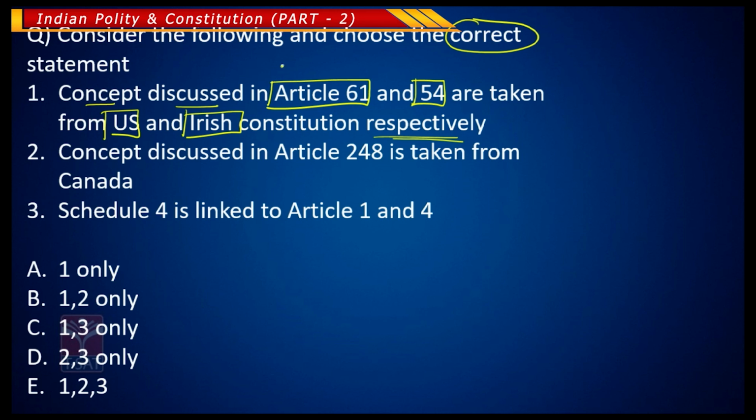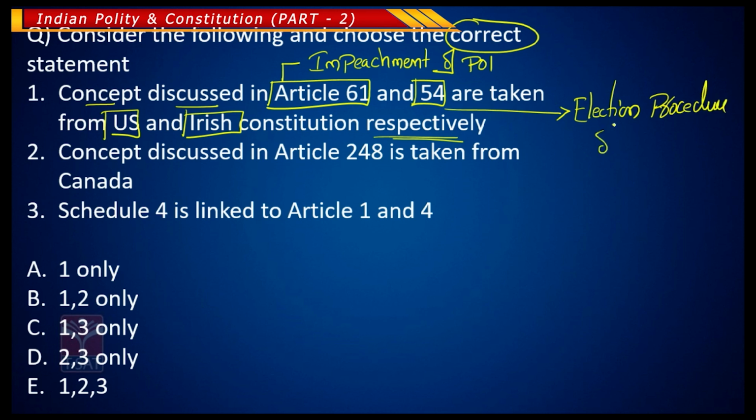See, Article 61 talks about the impeachment of President of India, the removal procedure of President of India. Article 54 talks about the election procedure of President of India. So both the articles are linked to the President, and as part of option 1, I am telling you 61 is taken from USA, 54 is taken from Irish, the concept.